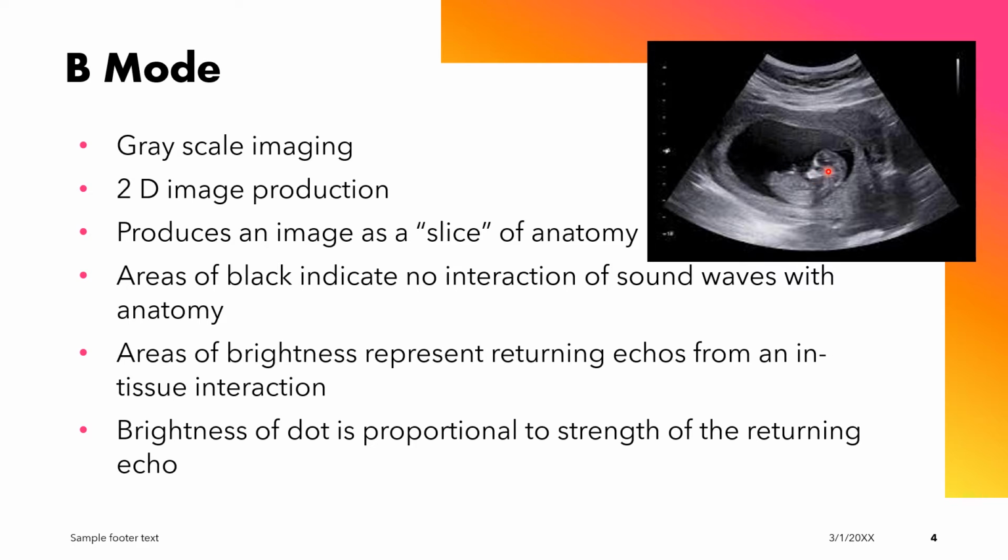If I wanted to look inside the fetal brain, I could say that the fetal brain would be hypoechoic to the fetal face, or the fetal face would be hyperechoic to the fetal brain. So those are some of the terminology that we're going to be using in our B mode scanning. It's really important to remember that the brightness of the dots is dependent on the amplitude of the returning echo.